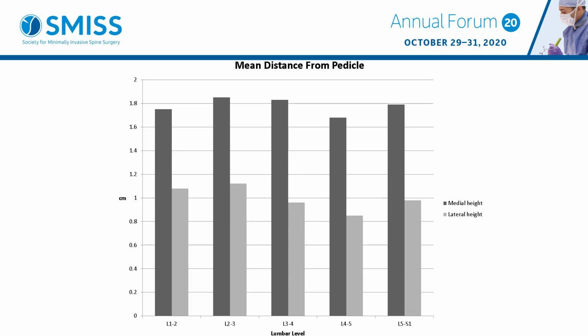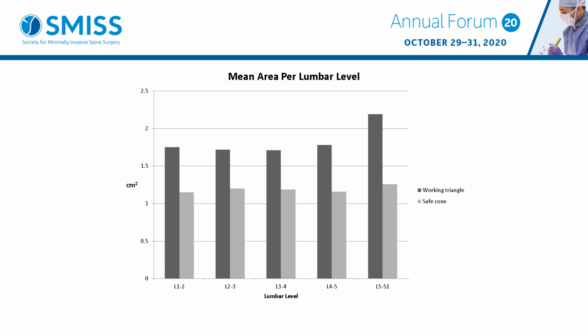These are the distances at the different lumbar levels between the exiting and traversing nerve roots, cranial and caudal, in Kambin's triangle. And you can see it's quite similar at L1-2 down to L5-S1. And these are the mean areas of Kambin's triangle. So the size of Kambin's triangle essentially gives us enough room to place a cage.